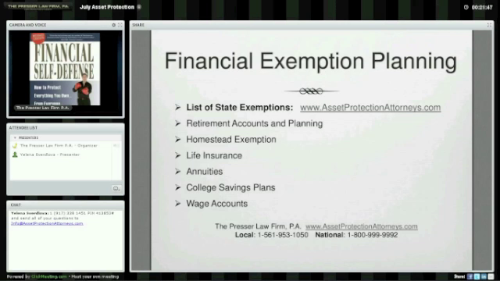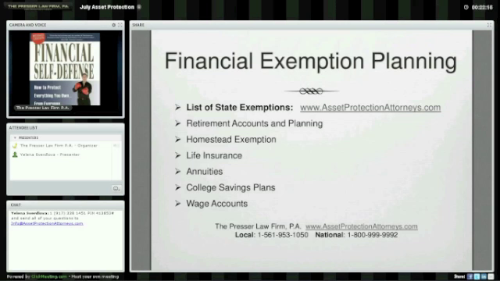In Florida, life insurance is protected, so you can have a whole life policy with a cash value of $50,000 or $500,000. It doesn't matter. All of your money in life insurance is protected as a Florida resident. Now, again, this is different in every state, so make sure you go to our website at assetprotectionattorneys.com and look up your state. Annuities are protected in Florida, so any money you invest into an annuity is totally protected in Florida. Also, college savings plans and wage accounts.